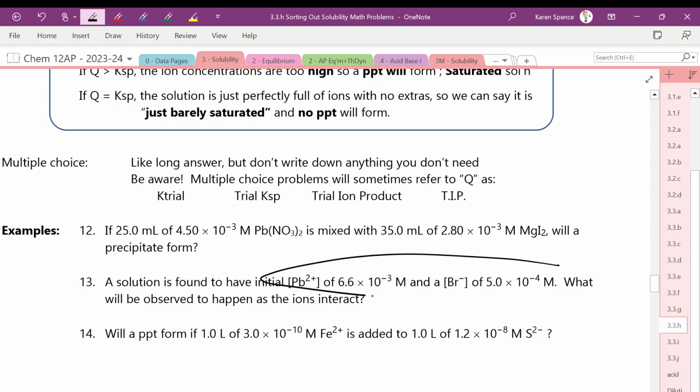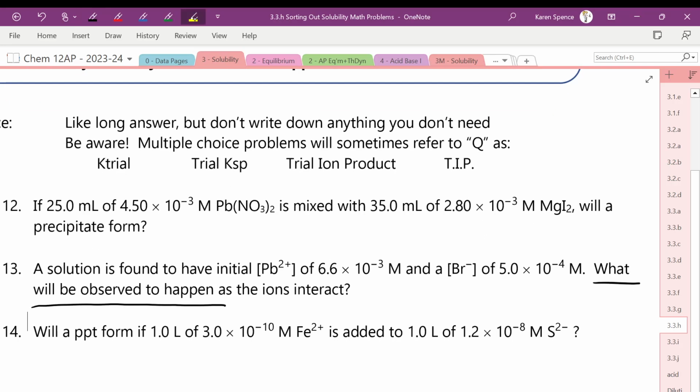Oh, look, we have two concentrations. What will be observed to happen? What are they asking you there? What could happen if you have lead and bromide? You could get a precipitate, but they're assuming that you can make that leap to say, oh, I could have a precipitate, not just like, I don't know, what would I observe?